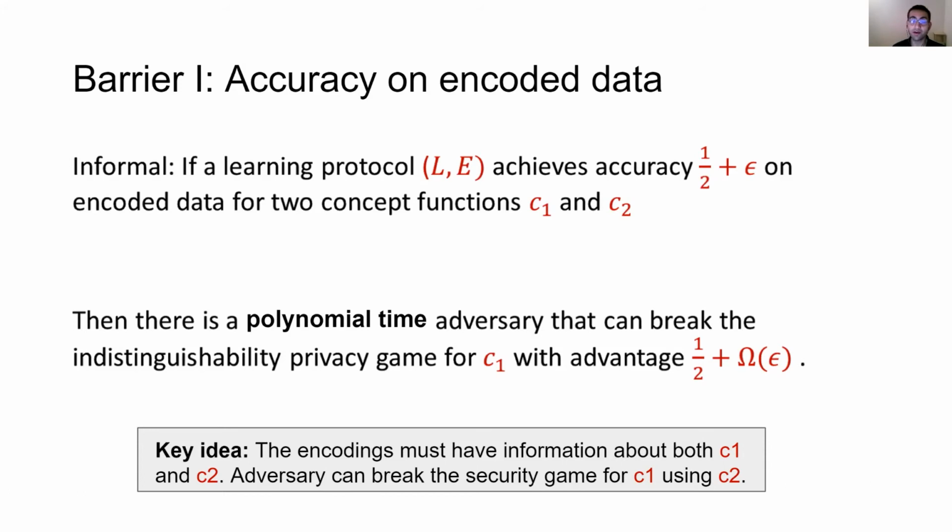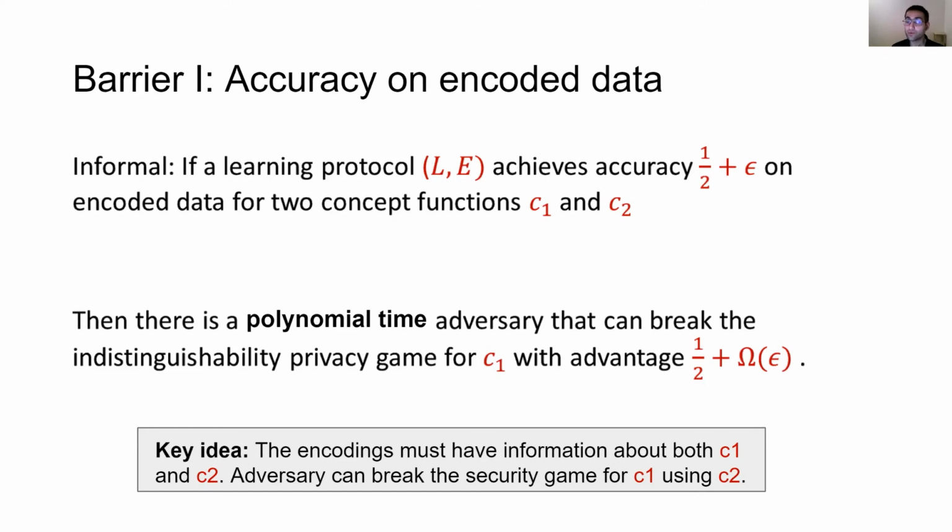So in this setting, we have our first barrier that says that if a learning protocol with encoding can achieve accuracy half plus epsilon for two different concept functions, then there is a polynomial time adversary that can break the security game for both of C1, C2 with advantage half plus omega of epsilon. So the key idea here is that if the algorithm is going to achieve high accuracy on the encoded data, this means that the encodings should have information about both C1 and C2 in them. So this means the adversary can actually use the information about one of the concepts to break the security game for the other one.